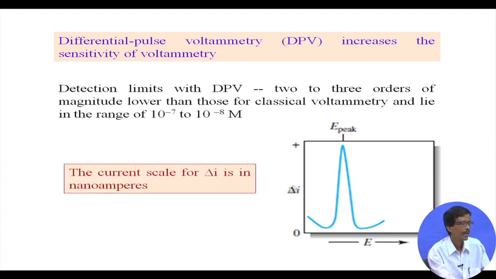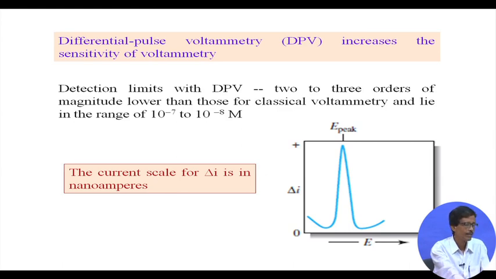And the current scale is very small, in nanoamperes now. You can remember that when we are handling a solution in the range of 10 to the minus 7 to 10 to the minus 8 molar, we can handle the current also, which is in the nanoampere range.